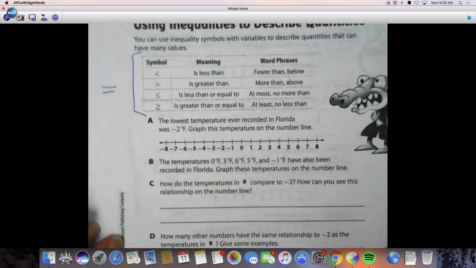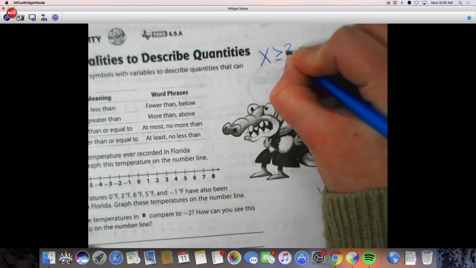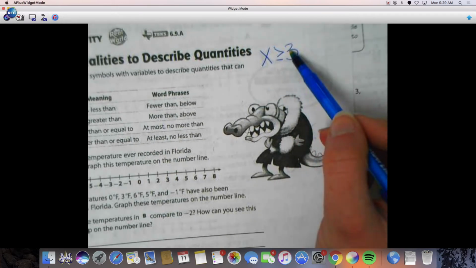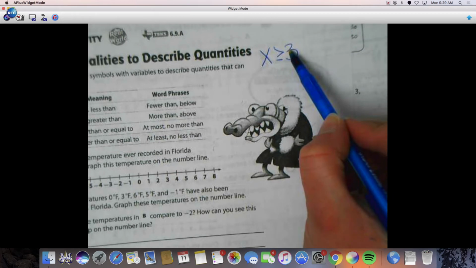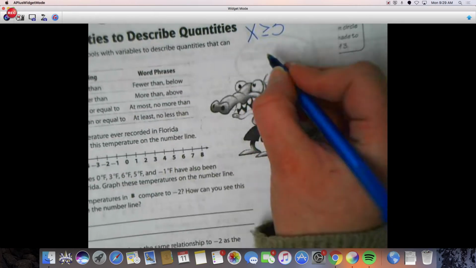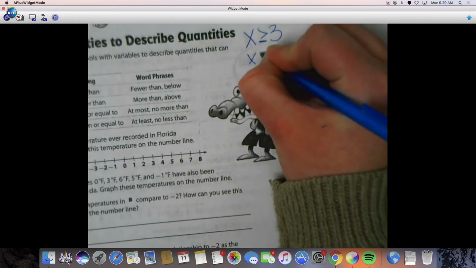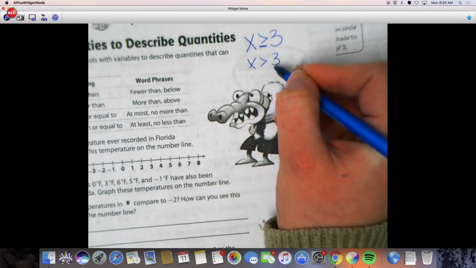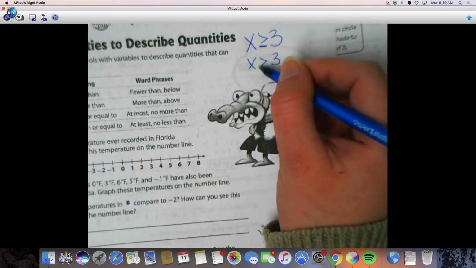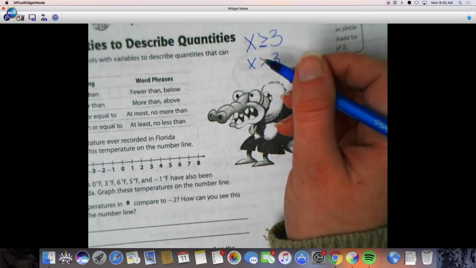So for example, if you have x is greater than or equal to 3, that means that x could be 4, could be 5, could be 6, could be 7, could be anything that's greater than 3, but it also could be equal to 3. But if you have x is greater than 3, it cannot be 3. It has to be greater than. It could be 3.5, but it can't just be x equals 3. Okay, it has to be greater than. That's what this is saying.